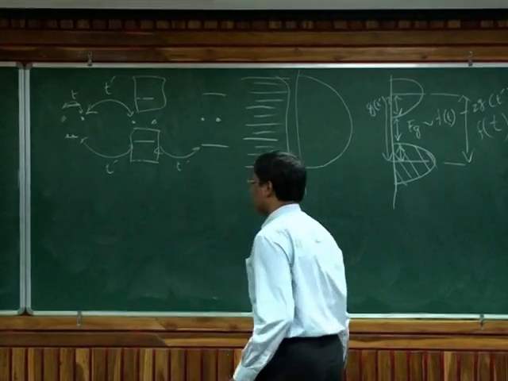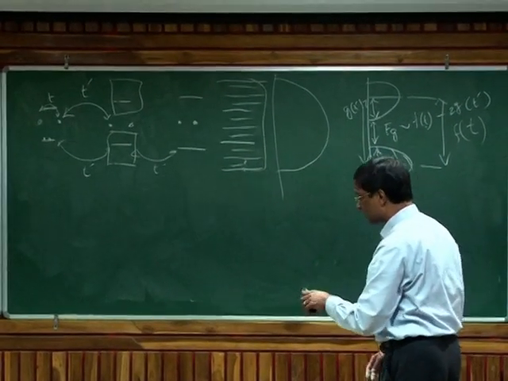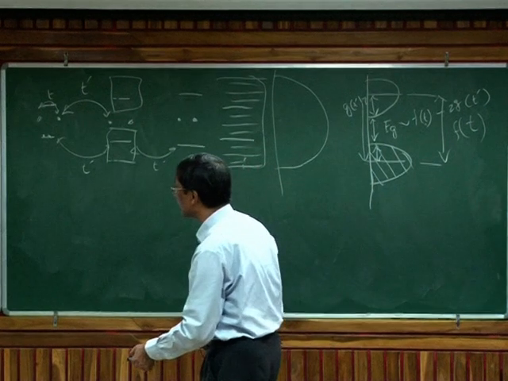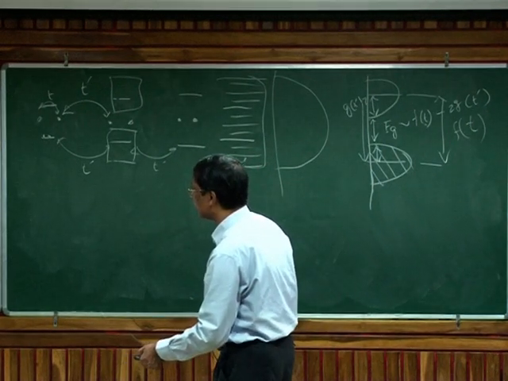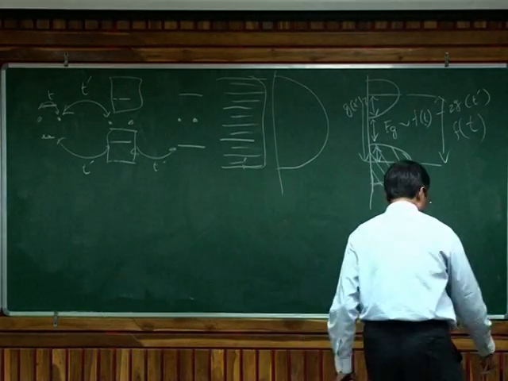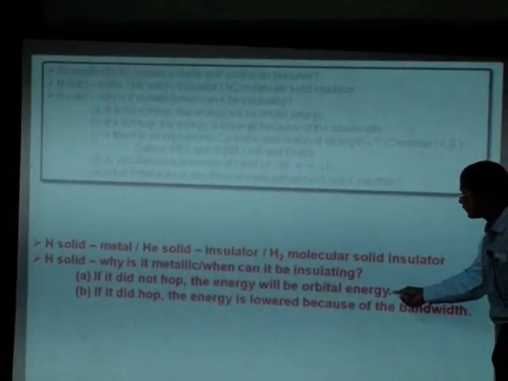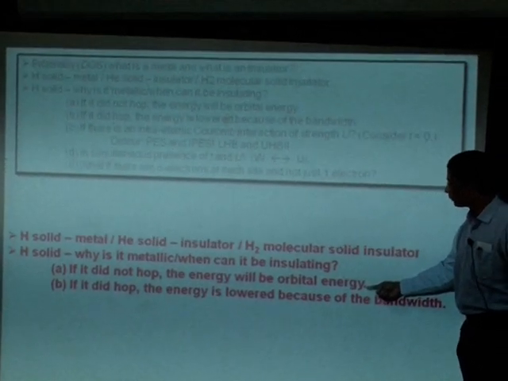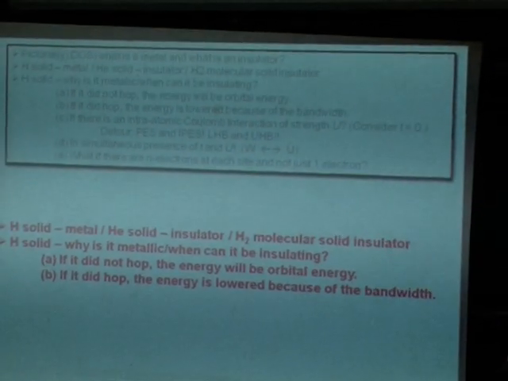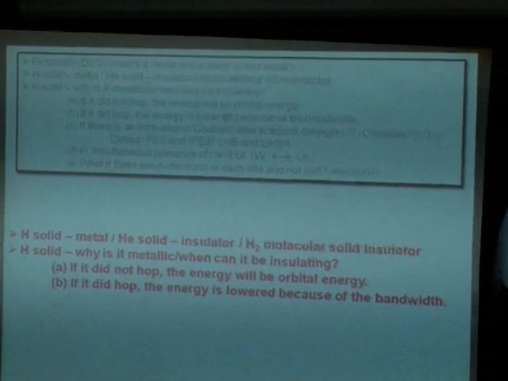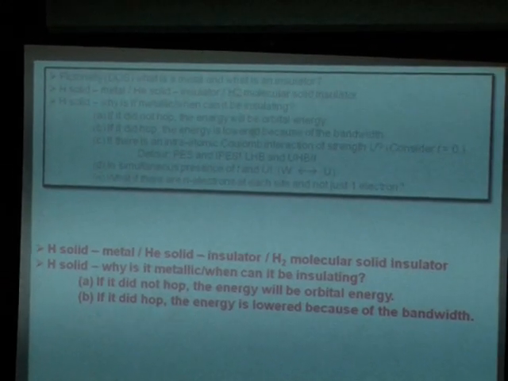This is basically something that I've written here. I hope you understand now. Take the example just to make sure that you understand this cryptic statement here. It says that if it did not hop, the energy will be orbital energy. What do I mean by that? Consider all these hydrogen atoms, infinite of them.